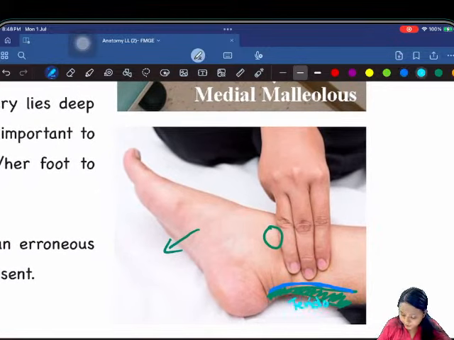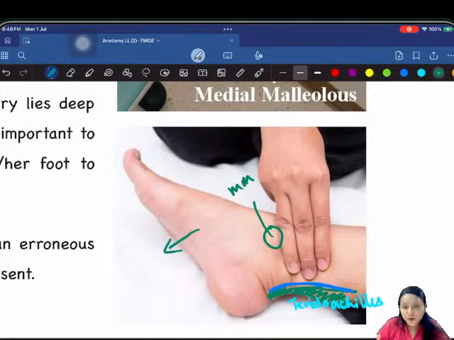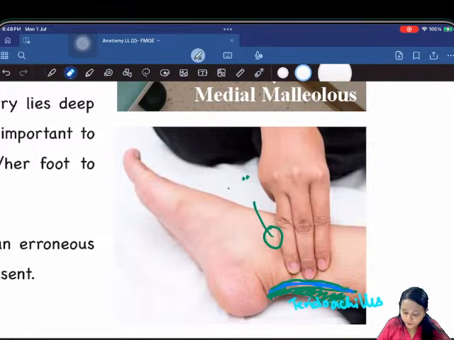This is the tendoachilles and this is the medial malleolus. So the posterior tibial artery pulse is felt behind the medial malleolus and in front of the medial border of the tendoachilles. Okay? So now it is clear to you how we feel it.